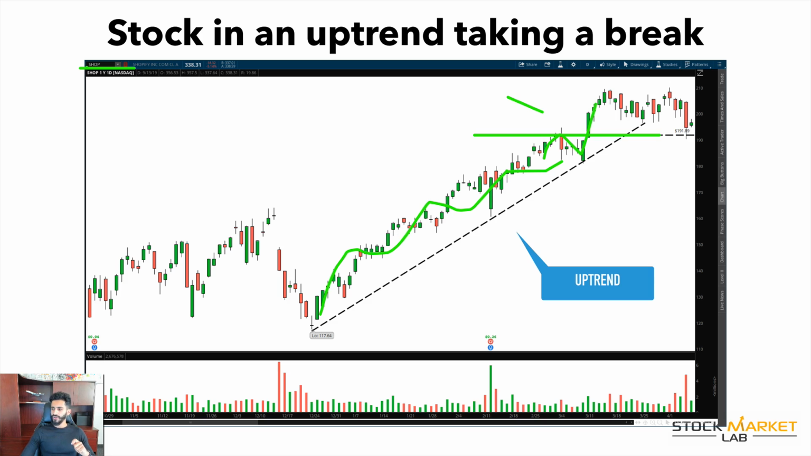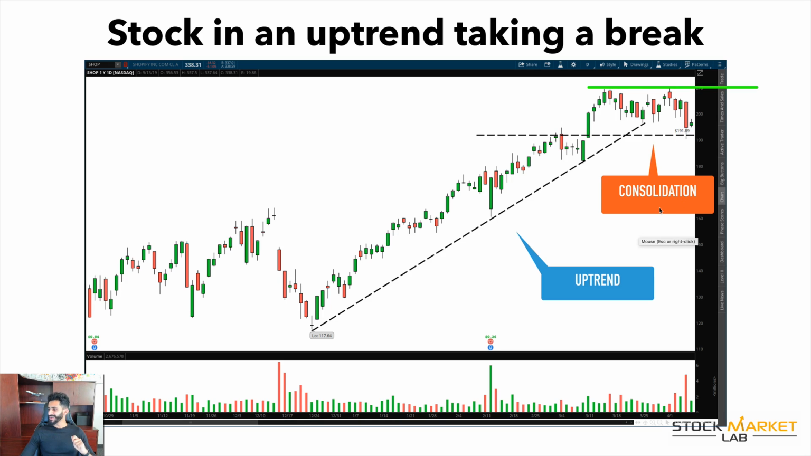When it breaks out, what is Shopify doing at this current moment? Shopify at this current moment is consolidating. It is in a consolidation phase. It is taking a break. Look at this. It's been on an uptrend. As it's been on an uptrend, Shopify is now taking a break. It's in a consolidation phase.